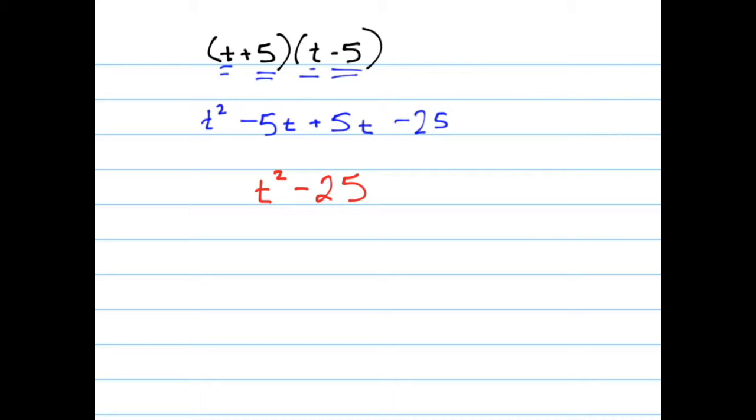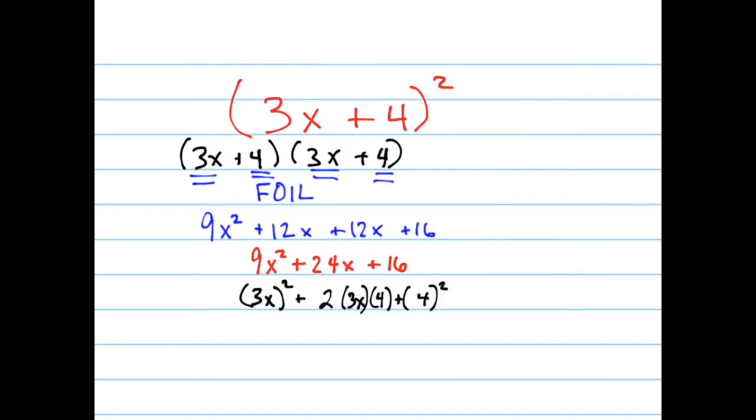Follow? So notice what happened when we're multiplying a sum and a difference, t plus 5 and t minus 5. We get the first term squared, which is t squared, minus the second term squared. But that only happens when the first and second terms are identical, but one is plus and one is minus. If they were both plus, that's just like one of the examples we covered already. As long as one's minus and one's plus, as long as they're opposite signs.